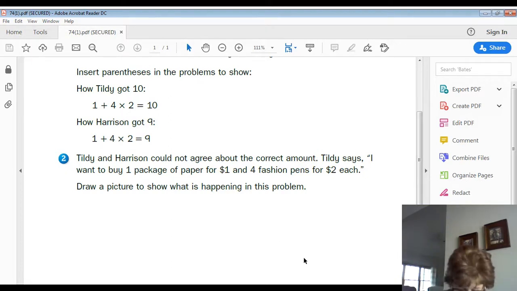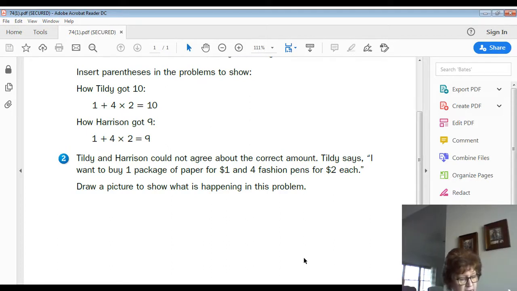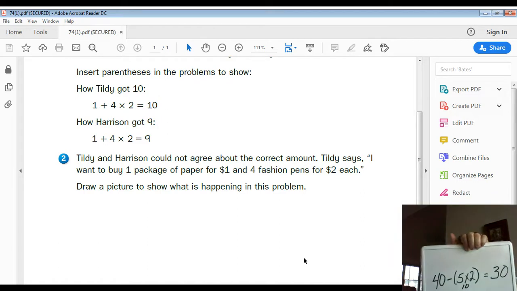If we have 40 minus 5 times 2 in parentheses. So again, doing our parentheses first, 5 times 2 is 10. And 40 minus 10 is 30.